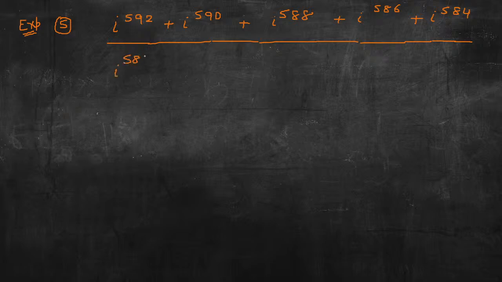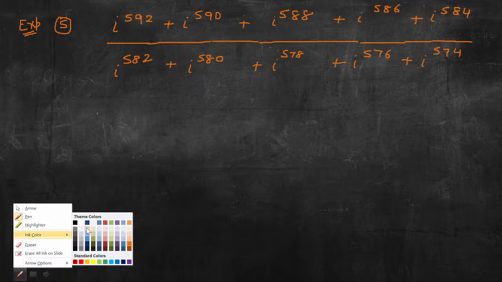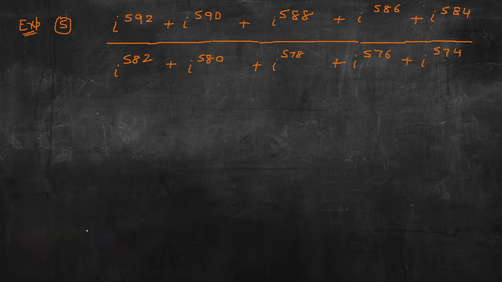So iota raised to power 582, 2 iotas. Now you will find out the answer for this question, okay? And iota raised to power 580 plus iota raised to power 578 plus iota raised to power 576 plus iota raised to power 574. Okay, my dear. So now you will calculate the answer for this question as you can see on the screen.